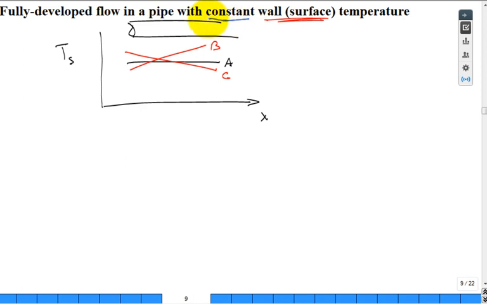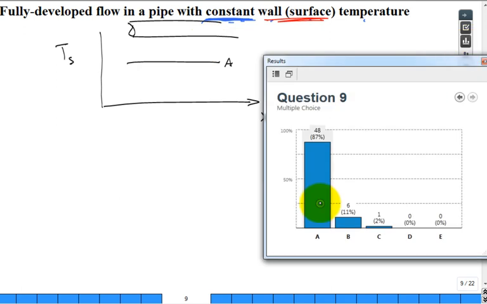So this is the key word. It's constant wall or constant surface temperature. If it's constant, that means it's not changing with location. And so the answer, thankfully, we have a supermajority that's correct. But I guess 7 people are just playing with me today.